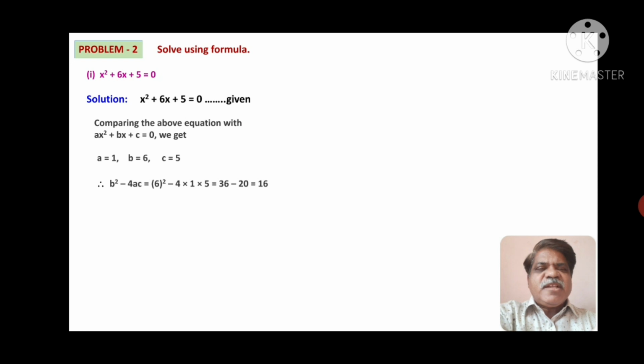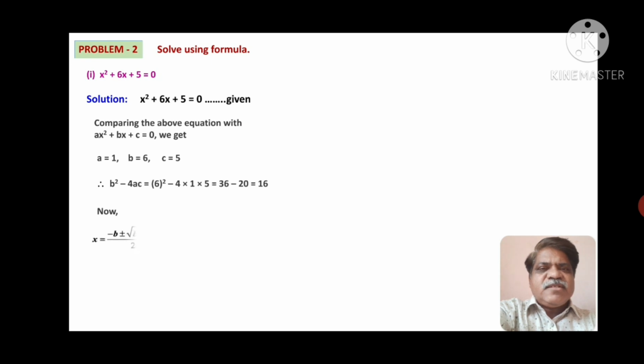We know that b square minus 4ac is equal to, substituting the values, 6 square minus 4 into 1 into 5. 6 square, that is 36, minus 20 is equal to 16. We calculate the value of b square minus 4ac. It is easy to put the value in x is equal to minus b plus or minus under root b square minus 4ac upon 2a in this solution.